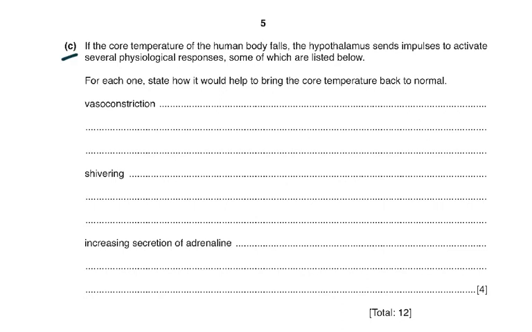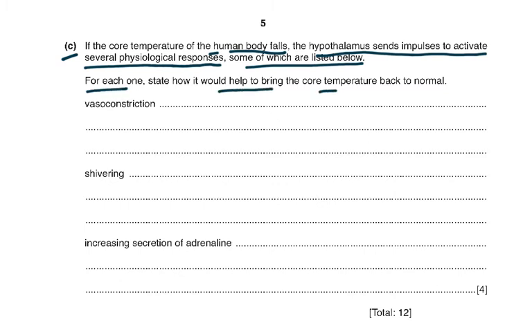Let's go to question part C. If the core temperature of the human body falls, the hypothalamus sends impulses to activate several physiological responses, some of which are listed below. For each one, state how it could help to bring the core temperature back to normal. So if the core temperature of the human body falls, say you fall into a very cold lake, you've gone boating or something and the boat overturned and you've fallen into cold waters.